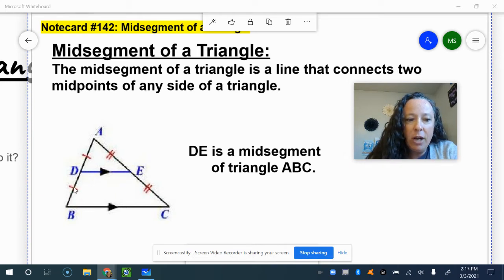This has one tick mark, this has one tick mark. That means that AD is congruent to DB, meaning that point D is a midpoint. Over here, two red tick marks, two red tick marks. That means that AE is congruent to EC, so E is a midpoint. So this DE is a midsegment. So pause me and finish up note card 142, midsegment of a triangle.